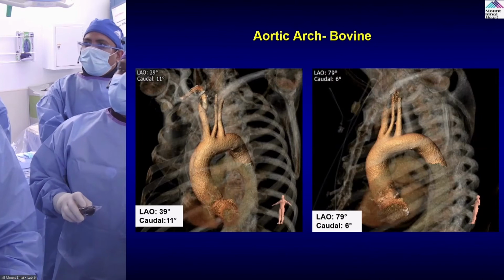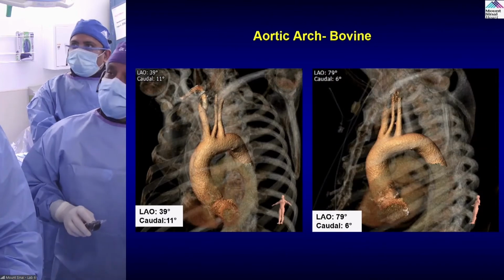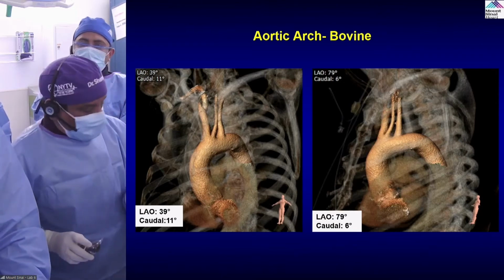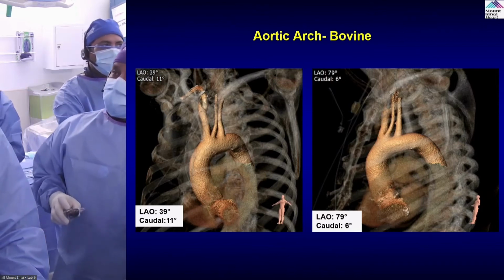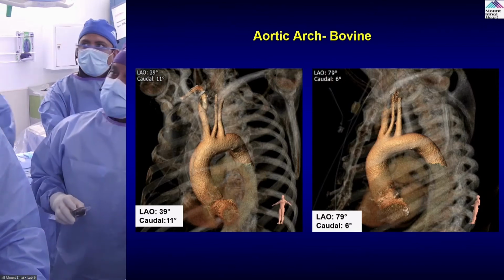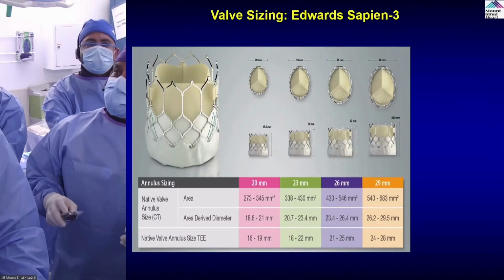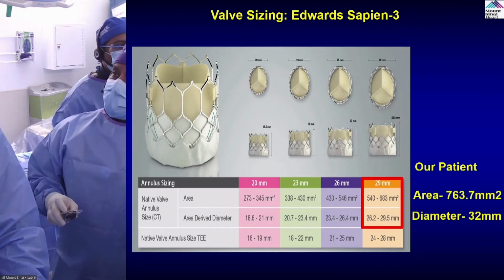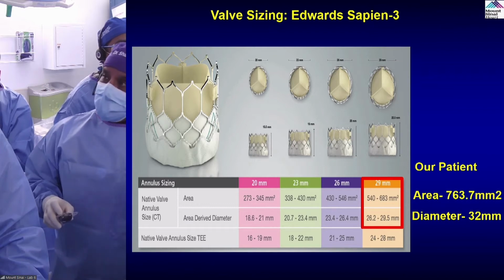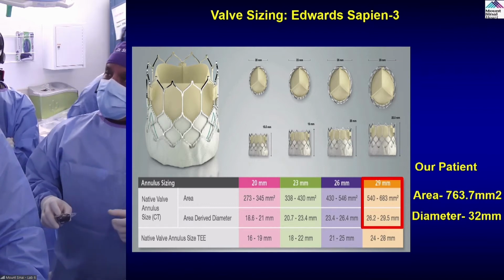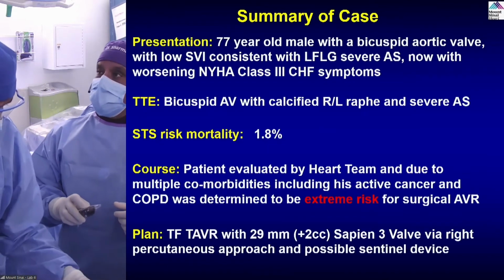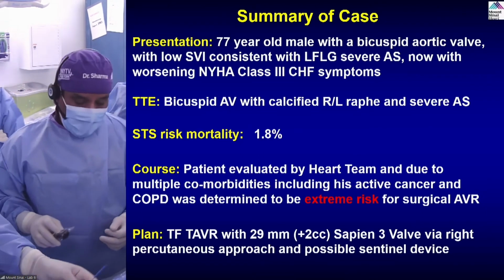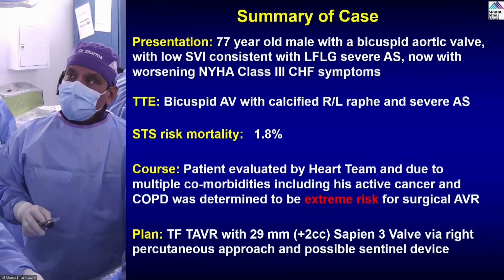Okay, so then the arch, this patient already has the Sentinel. I know the national data as of 2019, use of Sentinel was less than 10%, but clearly in our center, like many others, we make Sentinel a default strategy, which is done in about 60% of cases. And the valve sizing here, knowing the large annulus in this particular case, we're going to use a 29 millimeter, putting an additional 2 or 3 cc's of contrast to really get to our area of 763. This sums up a low-risk case, but kind of extreme from an overall point of view, although STS is low because of comorbid conditions.